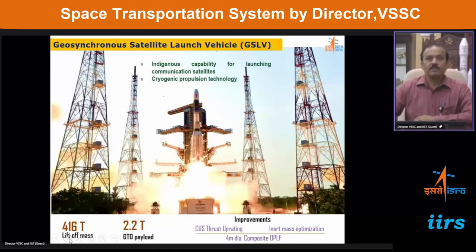GSLV is the vehicle where we started using cryogenic propulsion. You know the history of getting the Russian cryogenic stage, and initially we had failures, but subsequently we made our own cryo stage. And recently we had a flight where the Indian navigation satellite was launched into space, and this vehicle also is back into action.